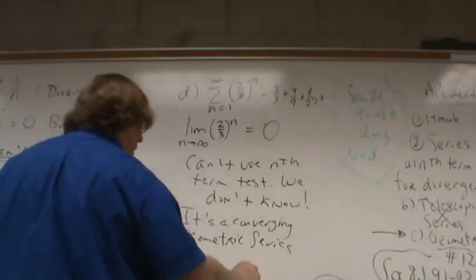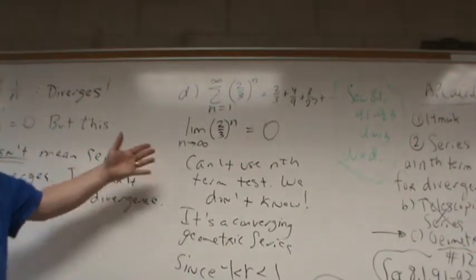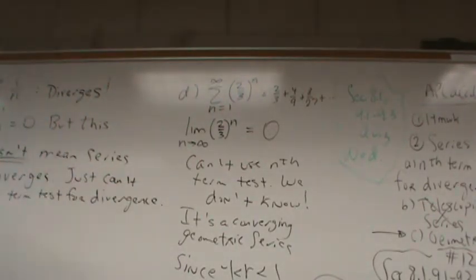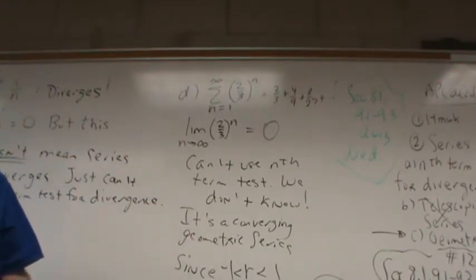Since r is between 1 and negative 1, I get to say that this guy converges, not by using the nth term test for divergence. I get to say it converges because it's a convergent geometric series.